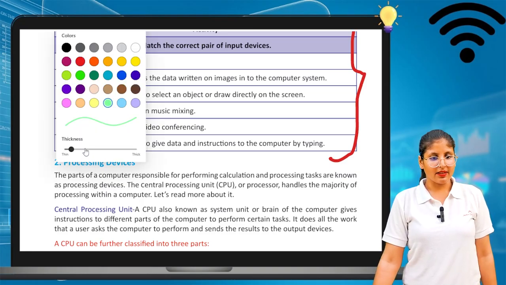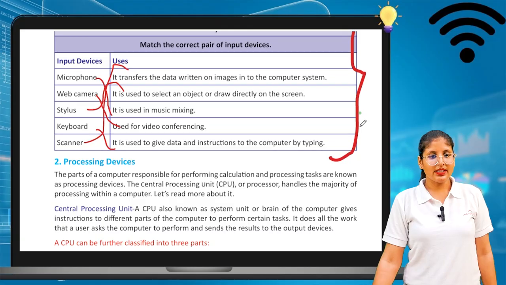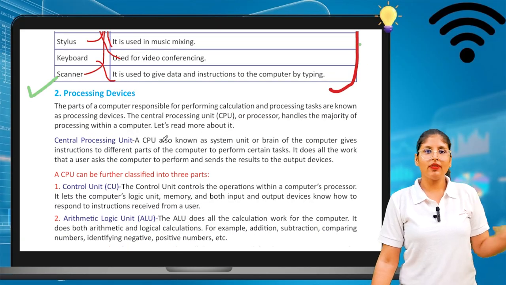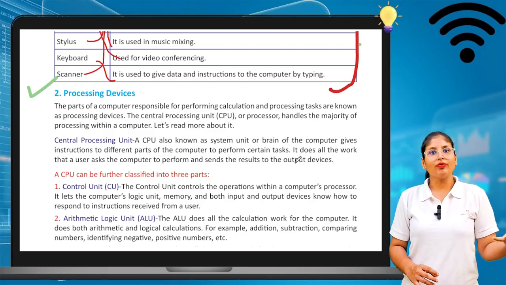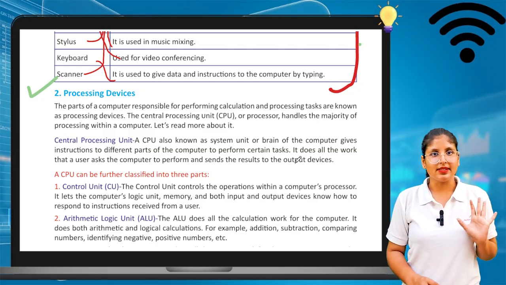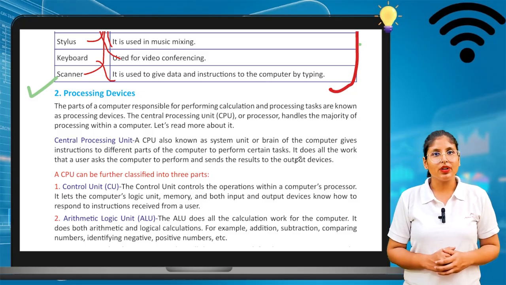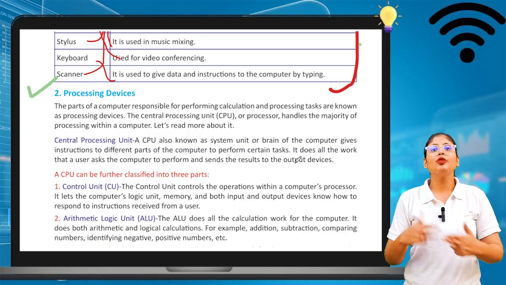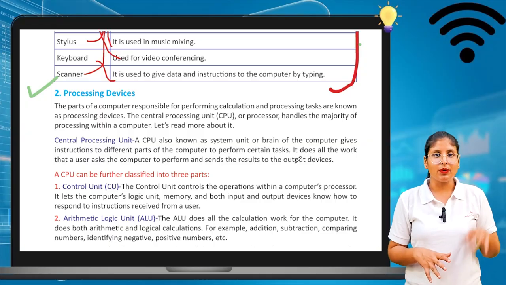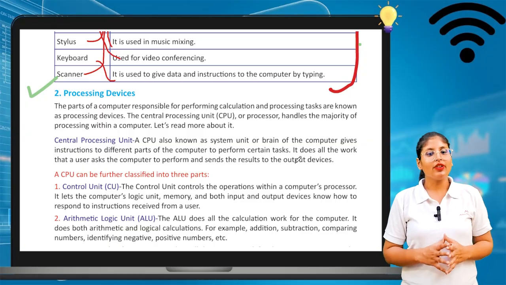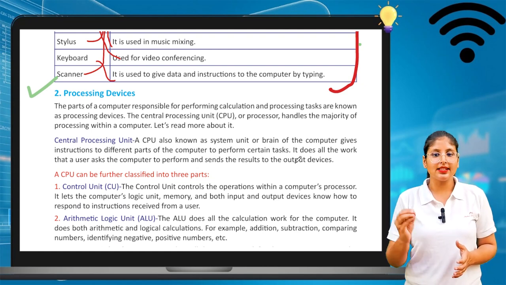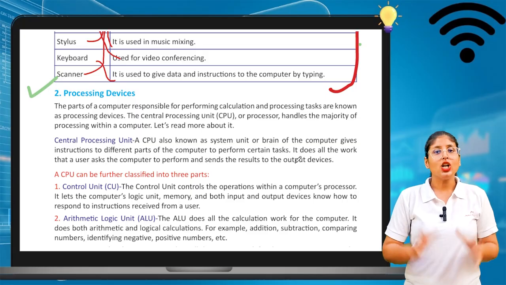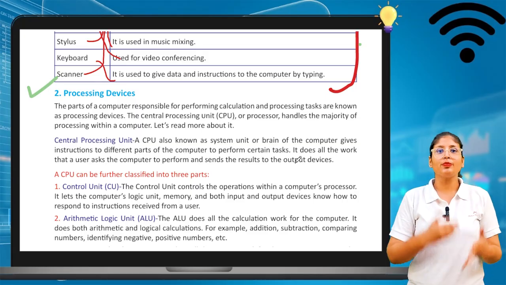Now, next thing, we will see the processing device. Input devices are clear, like keyboard, mouse, microphones. These are the input devices that give input to the computer or your smartphones. Now we will see how this input is processed in the computer. The part of a computer responsible for performing calculation and processing tasks is known as the processing device. These devices are very helpful to process it.